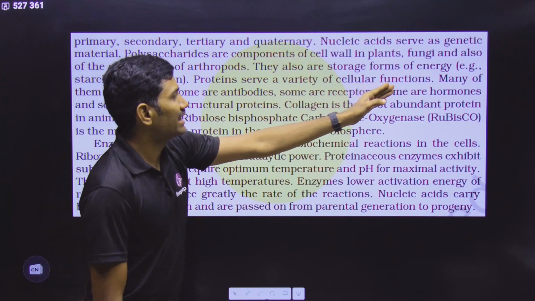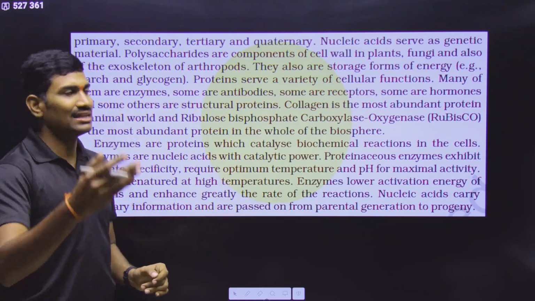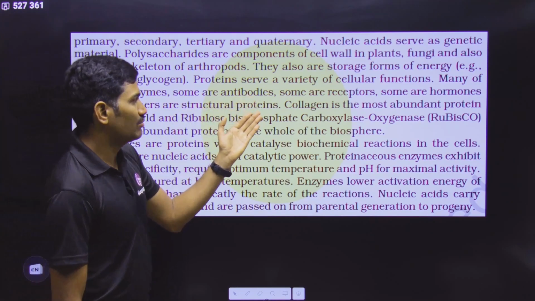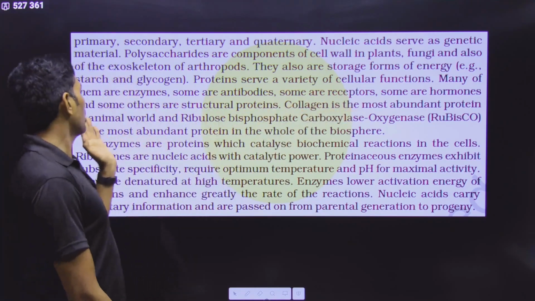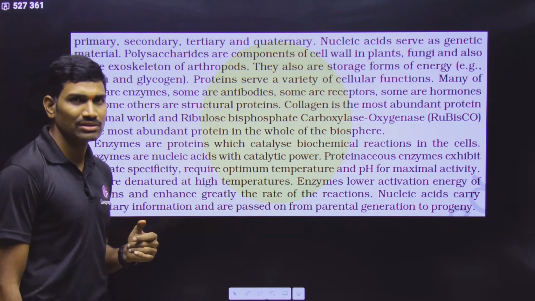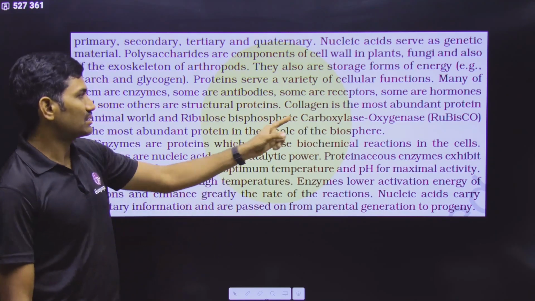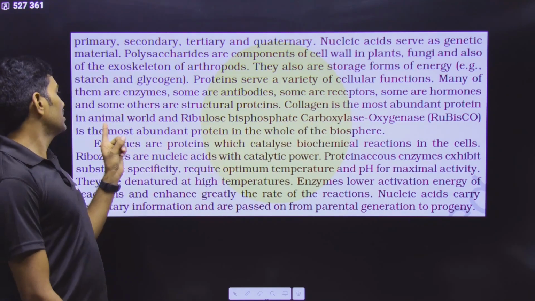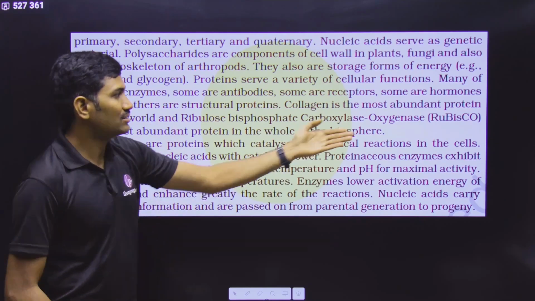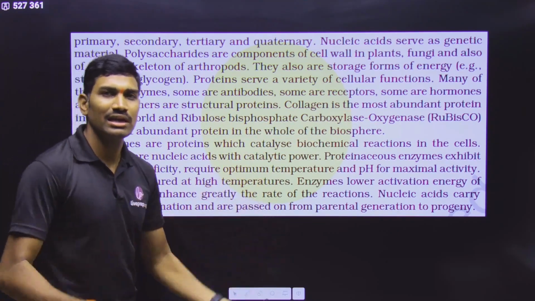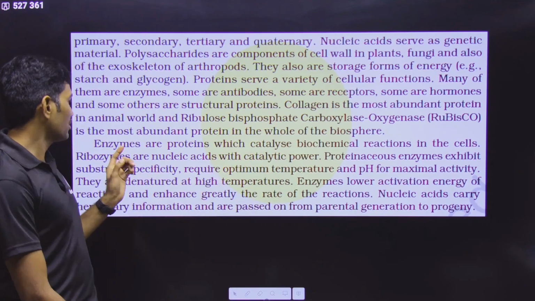Proteins serve a variety of cellular functions, different functions. Already the table we studied. Many of them are enzymes, some of them are antibodies, some are receptors, some are hormones, and some others are structural proteins. Structural proteins means they are helpful for formation of some structures. Collagen is the most abundant protein in the animal world, whereas Rubisco is the most abundant protein in the whole of the biosphere. In the entire earth, that is the most abundant protein.